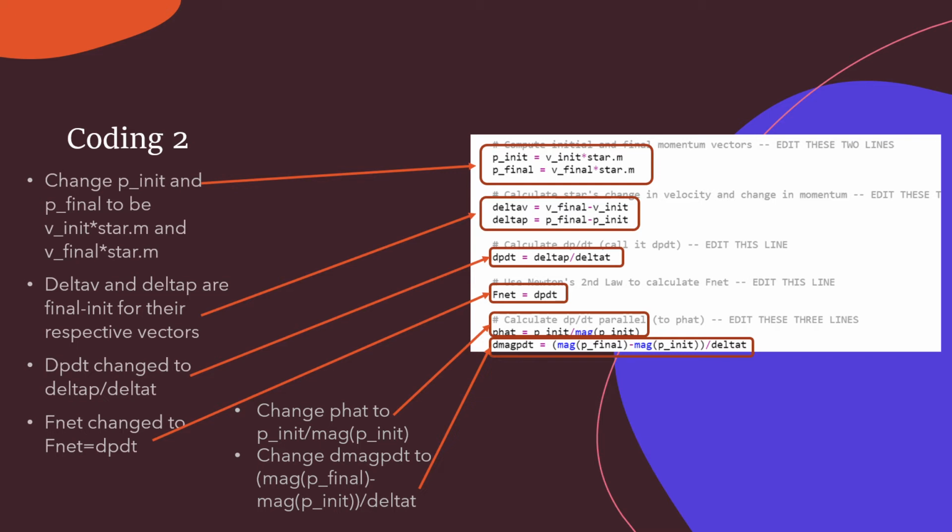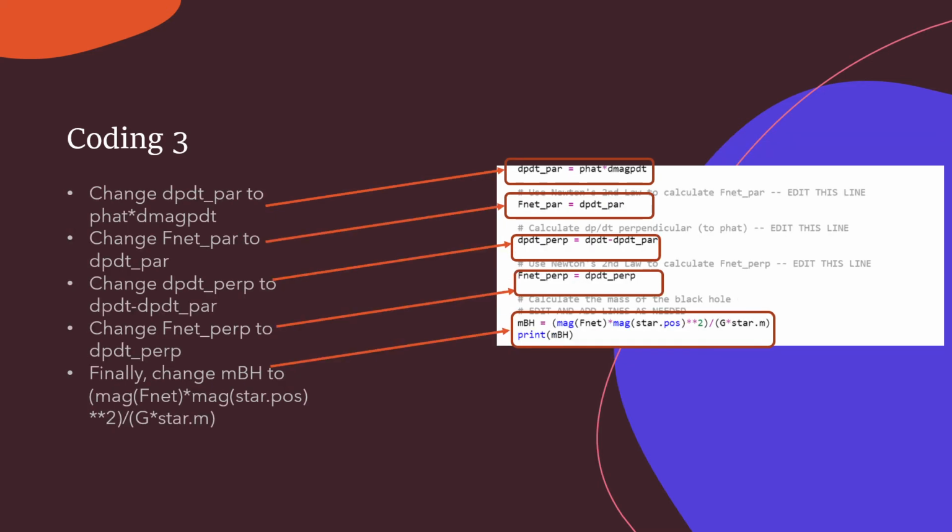The F net is dP dt, and then the P hat is P initial over the magnitude of P initial. And then d mag P dt is the magnitude of the final momentum minus the magnitude of the initial momentum all over delta T. So then I changed the parallel component of the dP dt to be p hat times d mag p dt. And I changed F net parallel to be dP dt parallel. And then I made dP dt perpendicular to be dP dt minus dP dt parallel. And the F net perpendicular is just dP dt perpendicular.